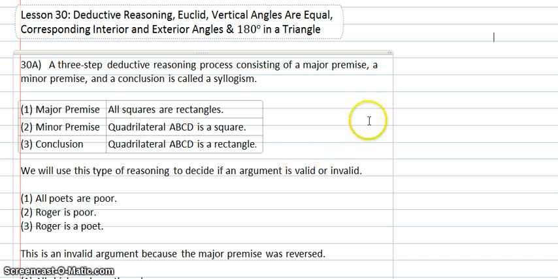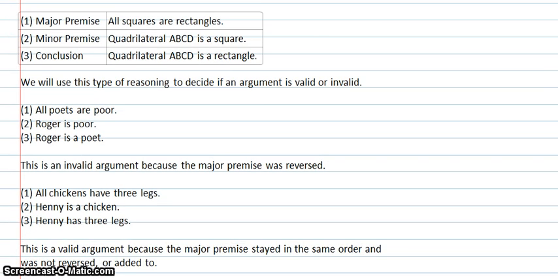So this first example, we have the major premise: all squares are rectangles. The minor premise is quadrilateral ABCD is a square. Then our conclusion, quadrilateral ABCD is a rectangle. Now this is valid because they line up. All squares are rectangles, and they give us a quadrilateral that's a square, so we can conclude that it is also a rectangle.